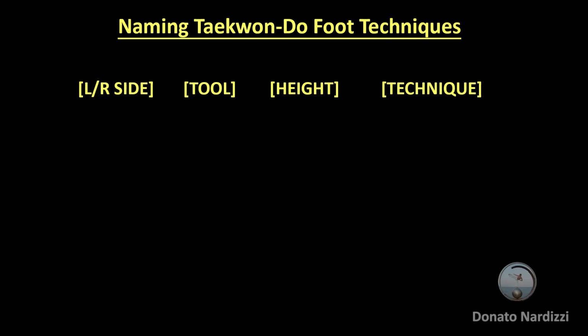Now let's look at the way we name kicking techniques. With kicks, there are no stances, so all we need to specify is whether we're kicking with the left or right side. Then we name the tool, then the height of the kick, and then the technique, which is in this case a type of kick.